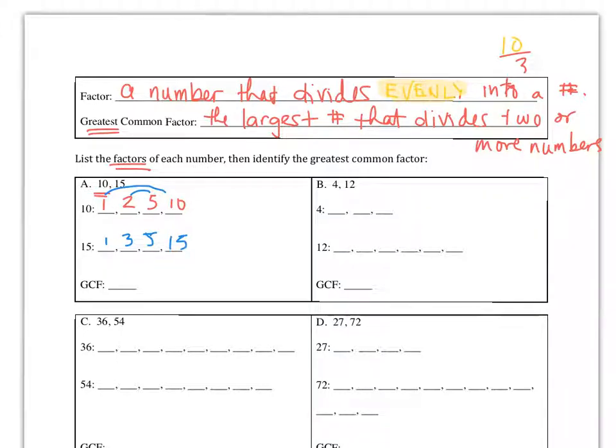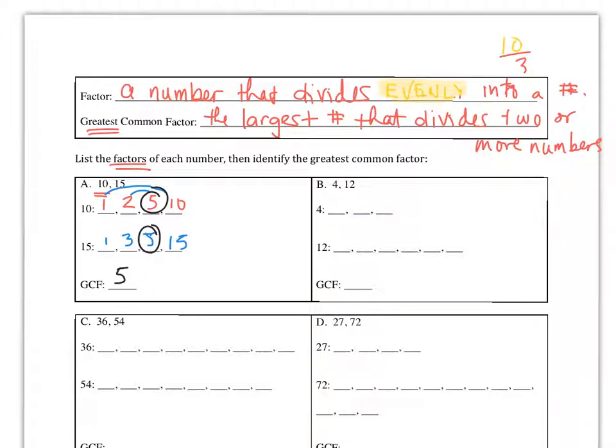All right, so now you are finding the largest number in both lists. 5. Notice that the 5 appears in both lists. It's the biggest one. So you're looking all the way to the right, not to the left. So your GCF is 5. It's the biggest number that goes into both 10 and 15. Okay? All right, so let's do this again.